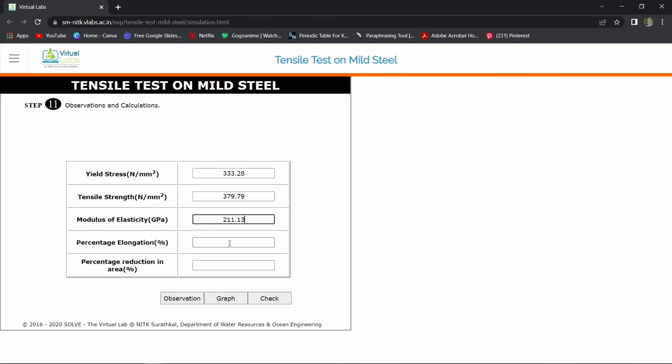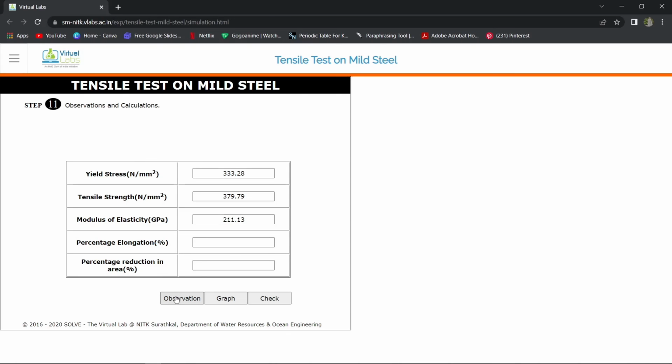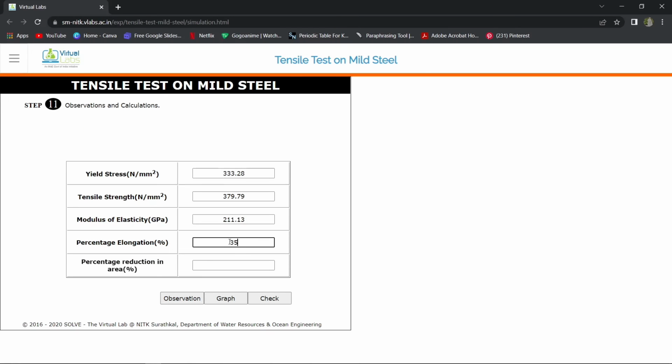For the fourth, percentage elongation, the formula is the final length between the punch marks minus the original length between the punch marks, divided by the original length between the punch marks, times 100%. The value of the final length between the punch marks is 85, and the value of the original punch mark length is 31.42. Using the formula, we get the percentage elongation as 35.26.